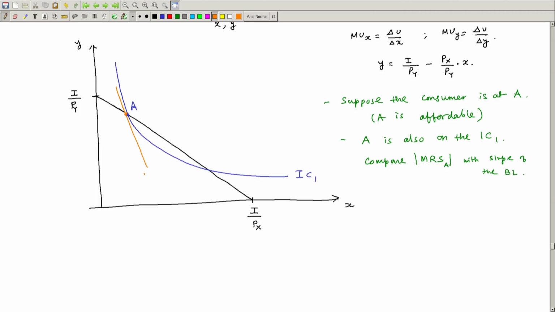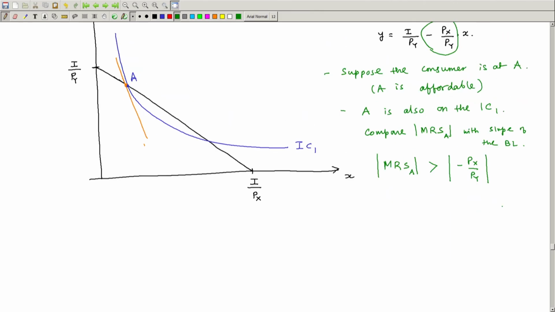Now clearly you can see that if I compare the two, the absolute value of the slope of the indifference curve is going to give me a larger number than the slope of the budget line. So the absolute value of MRS at A is going to be greater than the absolute value of the slope of the budget line. Recall, the slope of the budget line is always minus px by py, irrespective of whether it's at A or any other point on the line; it has a constant slope.